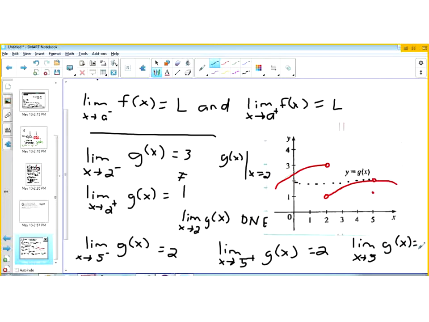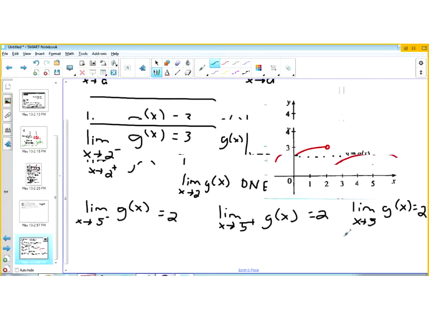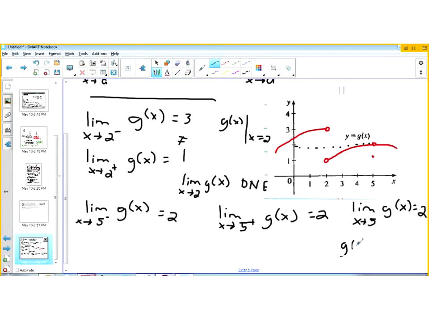So the limit exists for this, but what is g of 5 anyway? G of 5 appears to be 1, somewhere around 1. So here's a case where the limit of a function is not the same as the function evaluated at the limiting value a. The limit as x approaches 5 of g of x is 2, but g of 5 is 1. So we run into these interesting cases.